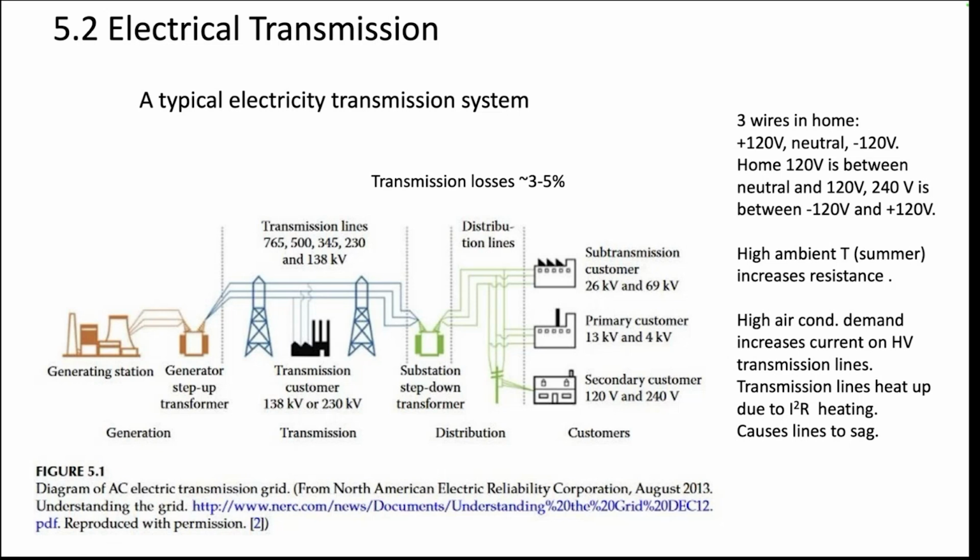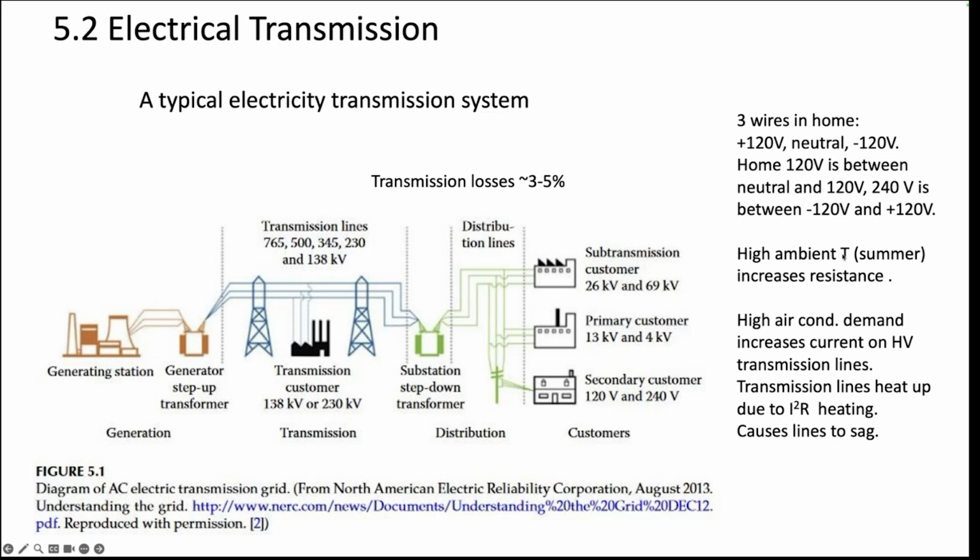But anyway, there are 3 wires in our homes. One is at plus 120 volt, one is neutral, and one is at minus 120 volt. The home 120 volt, which we use for most things, is between neutral and plus 120. And if we want 240 volt, we take it out between the other 2 wires.